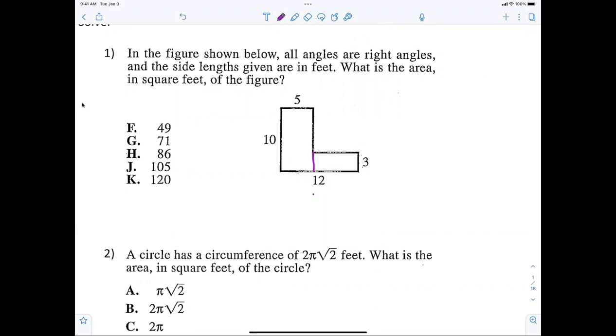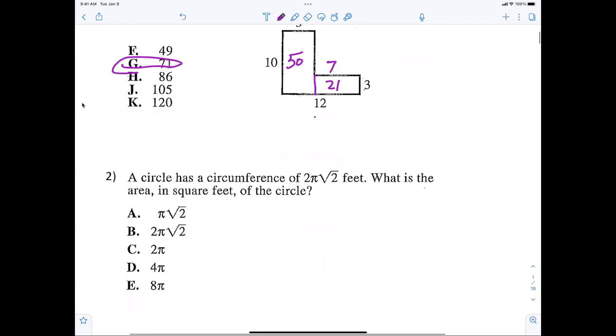Right, does everybody see you can just cut it up? All right, and of course, this area here would be 50. Now, the only thing people make mistakes on is that distance from there to there is 7. All right, so that's how we got 71. Easy as that. All right, let's see how you did on number 2.